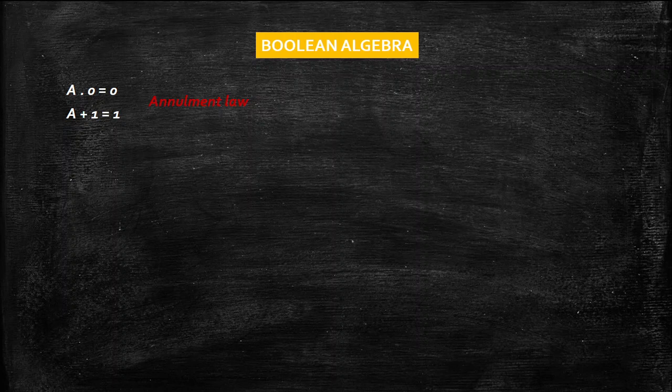A dot 0 is equal to 0. Why? Because as I have already told you, the dot represents the AND operation, which says that if any input is low, then the single output will be low. Therefore this law is called the annulment law. That is, a dot 0 is equal to 0, and a plus 1 is equal to 1. It's an OR operation, so if any input is high, output is high. Therefore, a plus 1 is equal to 1.